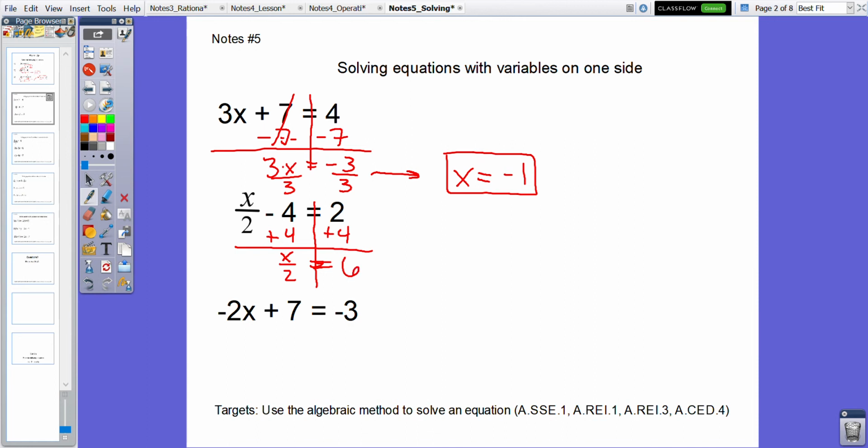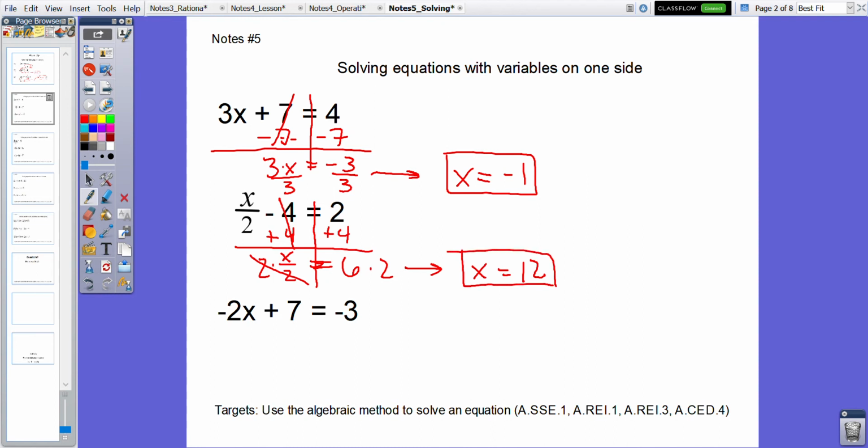Okay, and remember, the reason why this works out is because negative 4 plus 4 is 0. So remember, this is a number divided by 2. That means I'm going to go ahead and multiply both sides by 2 to get rid of that division. So the 2's go away. That means I'm left with that number x is equal to 6 times 2, which is 12.